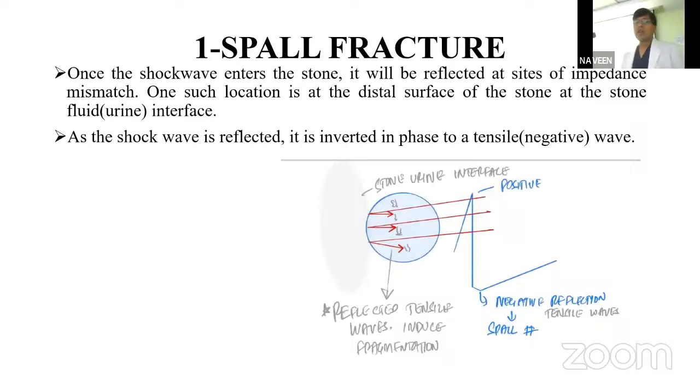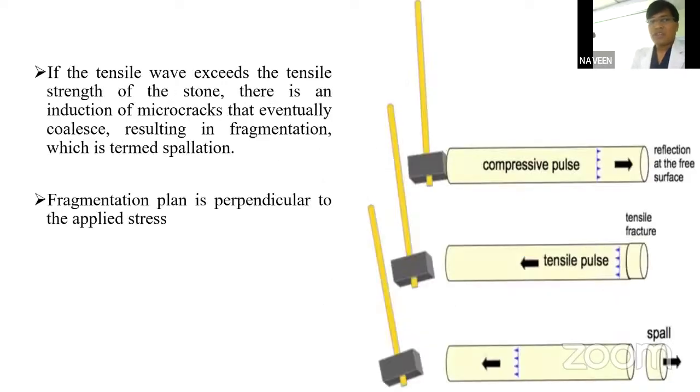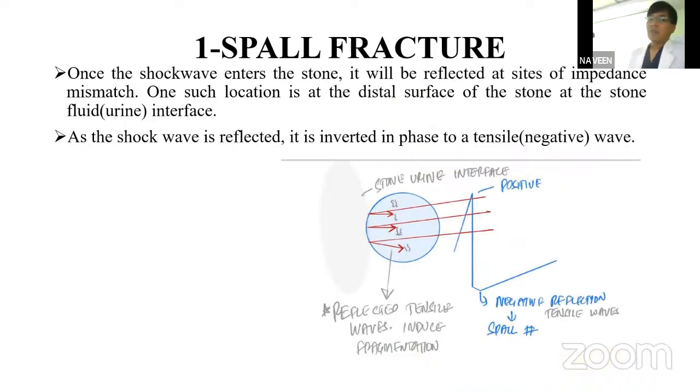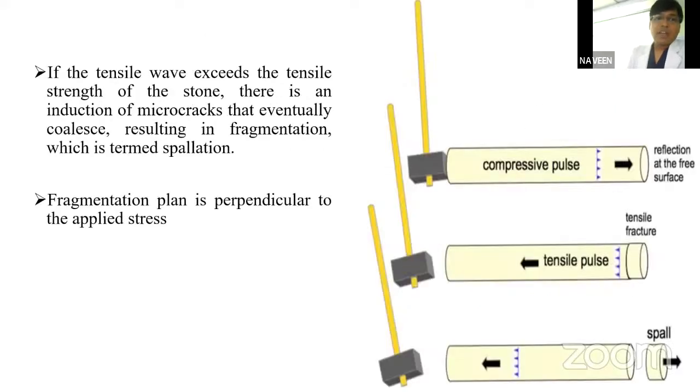When the shock waves enter the stone, they are deflected because of impedance mismatch at the stone-urine interface, and the wave becomes inverted, becomes a negative wave, and produces tensile force. When the tensile force exceeds the tensile strength of the stone, it will lead to fragmentation of the stone, and the fragment of the stone is known as a spall. So this technique is known as spall fracture, and the fragmentation plane in the spall fracture technique is perpendicular to the applied stress.